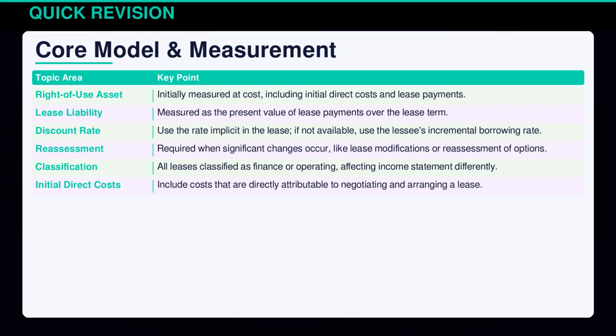Mastering the core model and measurement in ASC 842 is essential for accurate lease accounting. Lessees recognize a right-of-use asset and a corresponding lease liability, with the asset initially measured at cost. Lease liabilities reflect the present value of payments, using the implicit or incremental borrowing rate. Classification impacts financial statements significantly, and reassessment is necessary for modifications. These principles guide precise measurement and reporting practices.